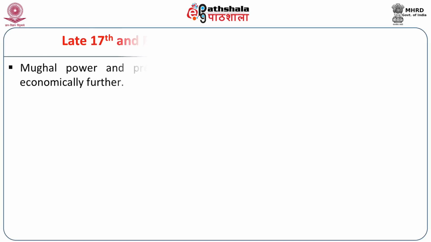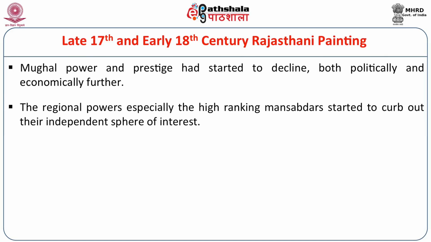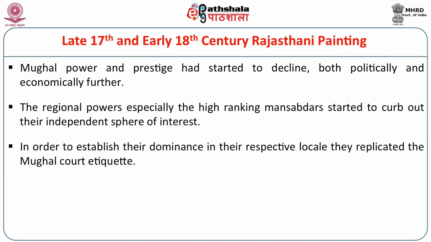Now let's move to the end of this module, that is how these painting schools developed in the late 17th and early 18th century Rajasthani paintings. Now, by the late 17th and early 18th century, the Mughal power and prestige had started to decline both politically and economically. Taking advantage of this situation, regional powers, especially the high-ranking mansabdars, started to carve out their independent sphere of interest. In order to establish their dominance in their respective locales, they replicated the Mughal etiquette.